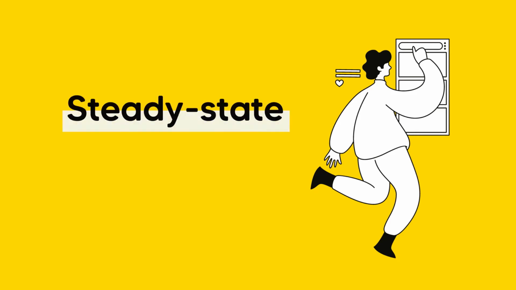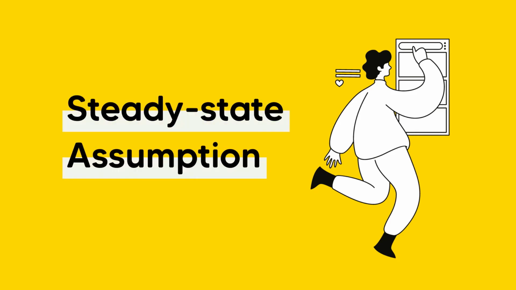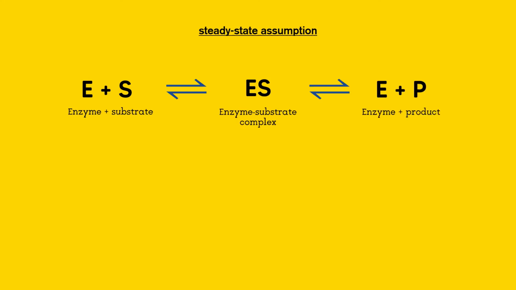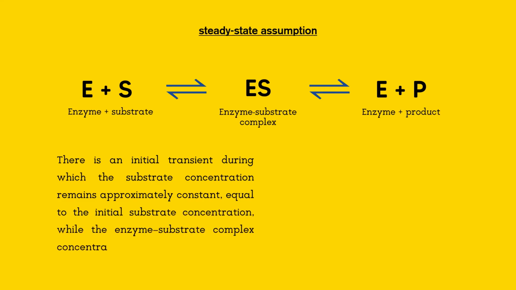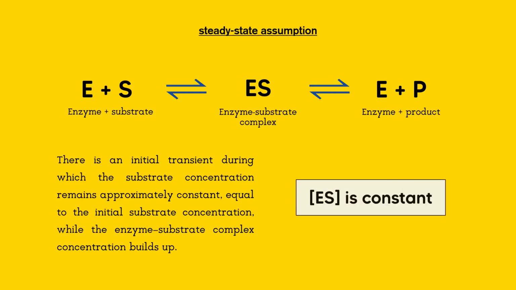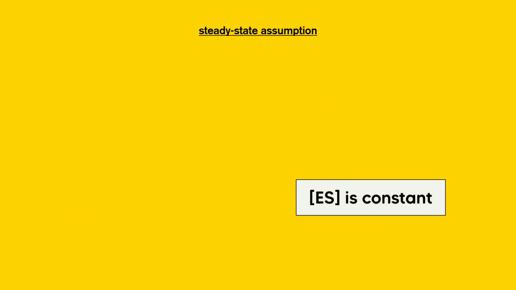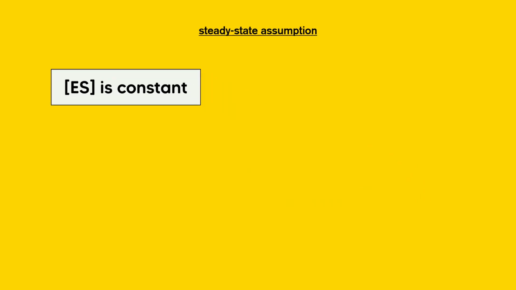So now I'd like to talk about a concept called the steady state assumption. An enzyme's catalysis could be divided into two steps. The first is the binding of enzyme to substrate, and the second is the formation of products. Both of these reactions have their own rate, and it is important to note that they are reversible.